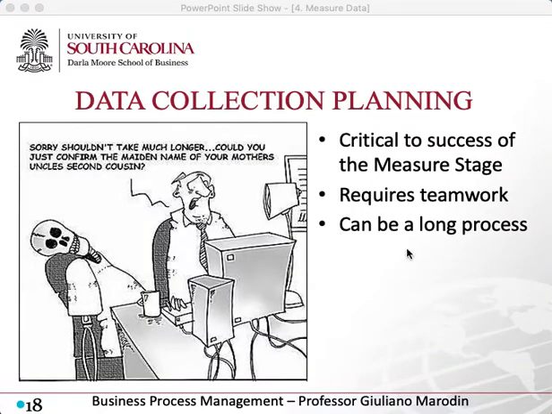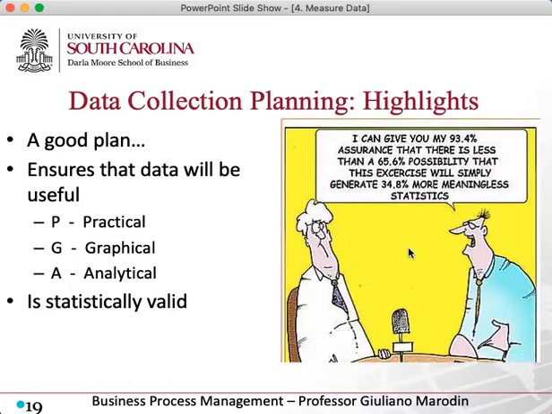And we have this joke that I put here: I can give you 93.4% assurance that there is less than 65.6% possibility that the exercise will simply generate 34.8 more meaningless statistics, right? There's a lot of non-practical in this statement, and that's what you need to think about. Sometimes people ask, how many decimal points should I use, 4, 5? Think about the practical use of what you're doing. What makes sense? Why am I doing that?